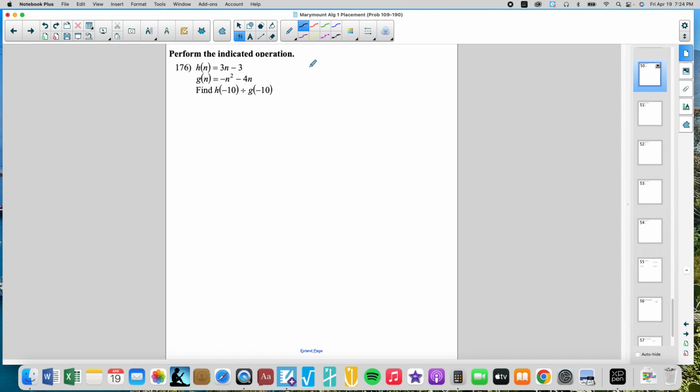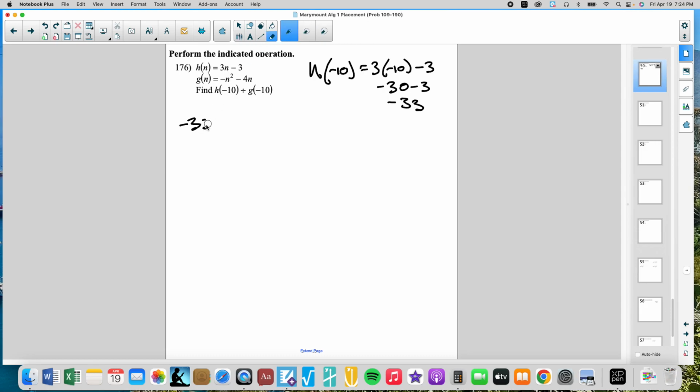H of negative 10. So h of negative 10 equals 3 times negative 10 minus 3, which is negative 30 minus 3 is negative 33. Negative 33, that was a horrible 3. Negative 33 divided by g of negative 10.